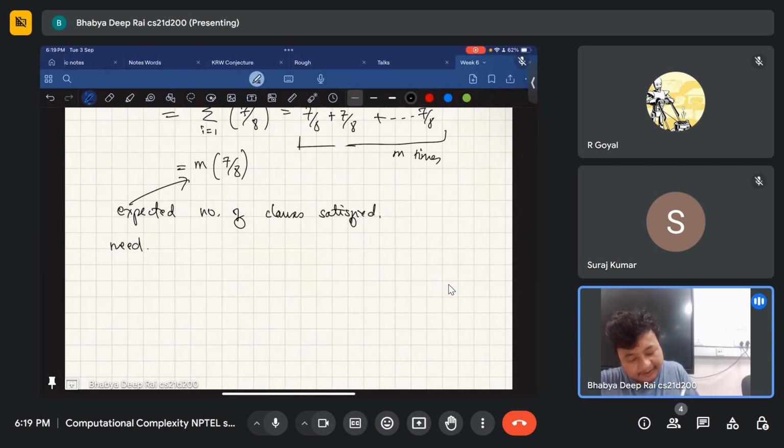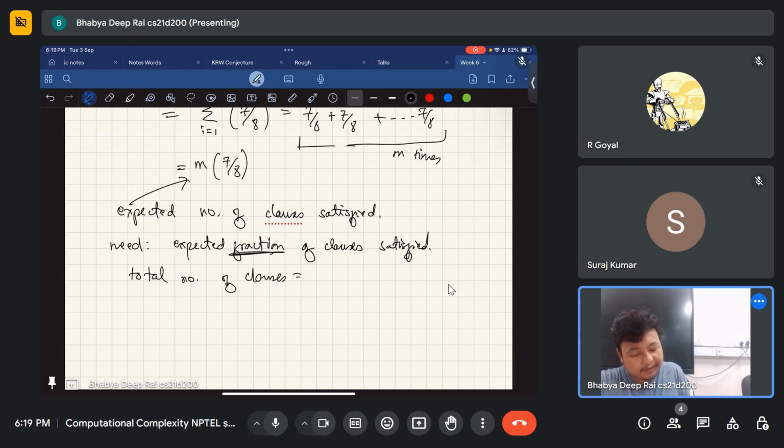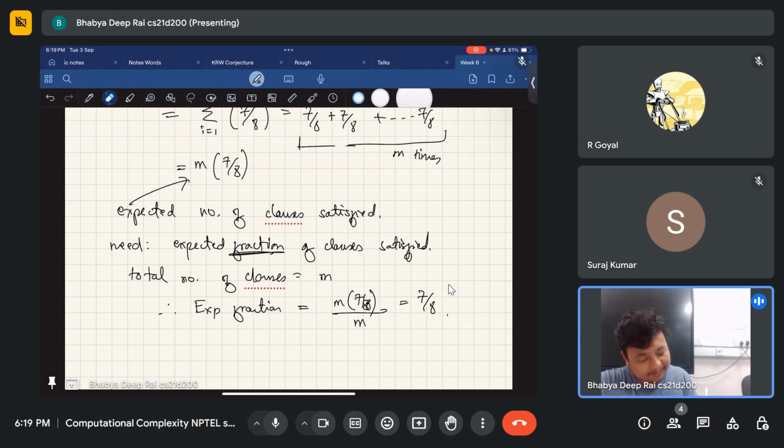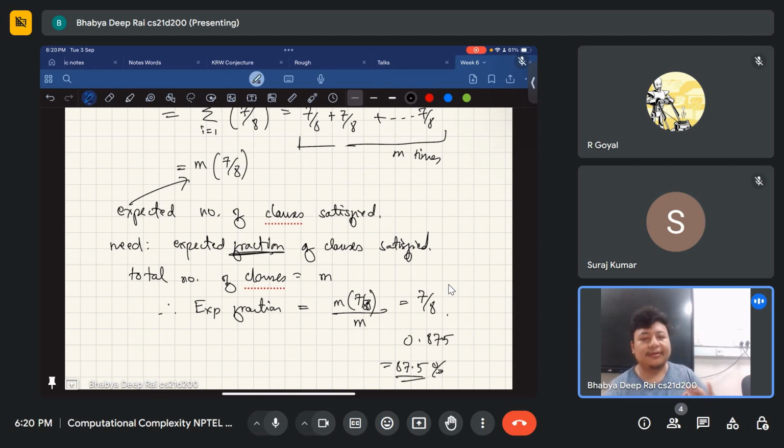What do we need? We need the expected fraction of clauses, and the total number of clauses equals m. So the expected fraction equals m times 7/8 divided by m, which is 7/8. That is 0.875, or 87.5 percent. So that is one way to obtain the answer.